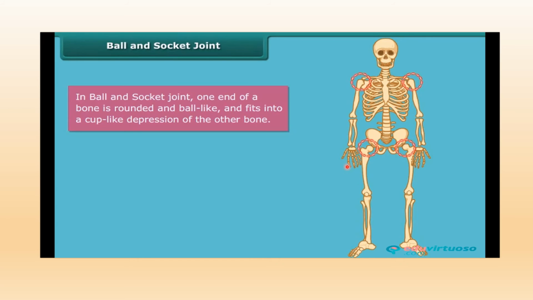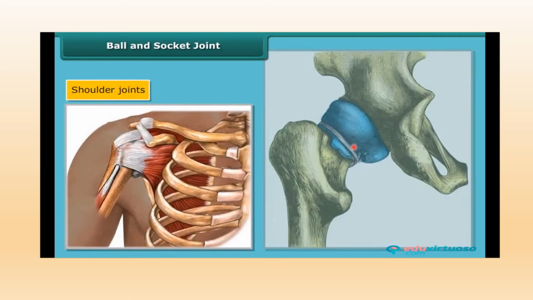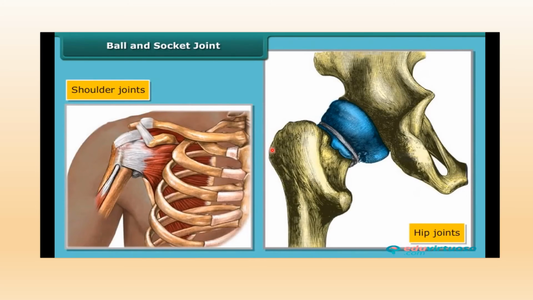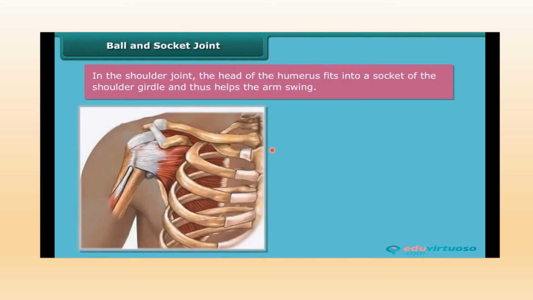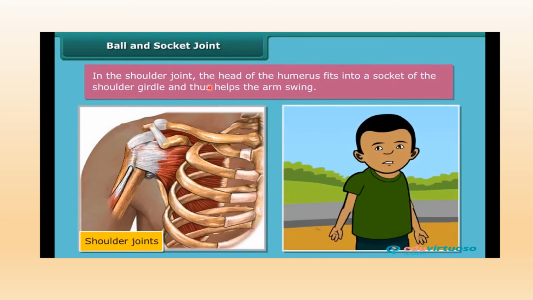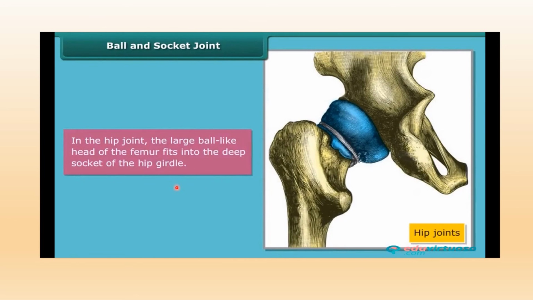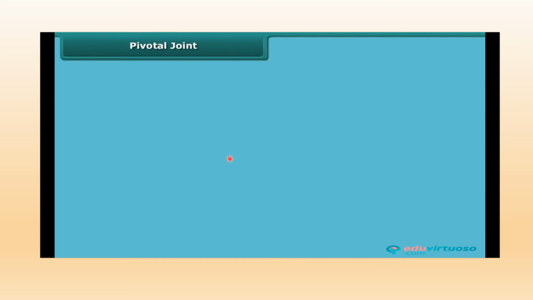Now in a ball and socket joint, one end of the bone is rounded and ball-like, and it fits into the cup-like depression of the other bone. Here you can see this is a ball and socket joint. Now the shoulder joint. In the shoulder joint, the head of the humerus fits into a socket of the shoulder girdle and thus helps the arm to swing. This is called a ball and socket joint. In the hip joint, the large ball-like head of the femur fits into the deep socket of the hip girdle.